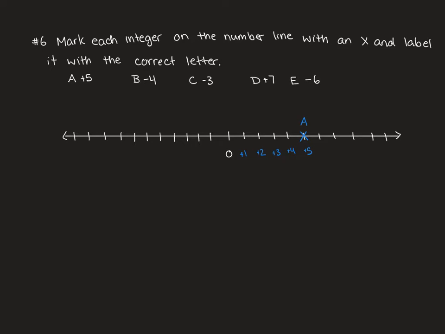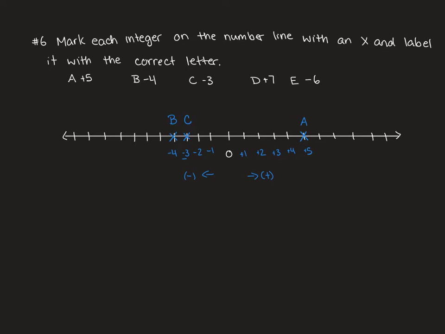Now B, I need to go to the negative side. So this is negative on the left and positive on the right. So I'll go -1, -2, -3, -4. Okay, that is my B value. C is -3. Well, I already have that written here, so I'll put an X and mark that.